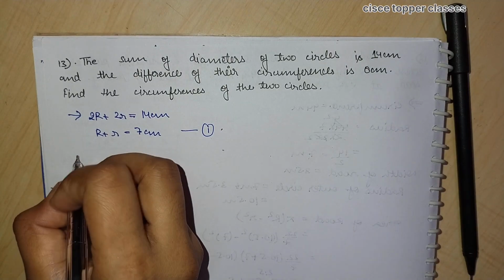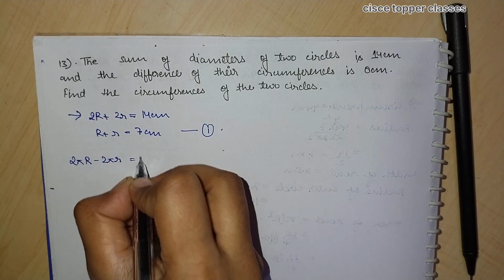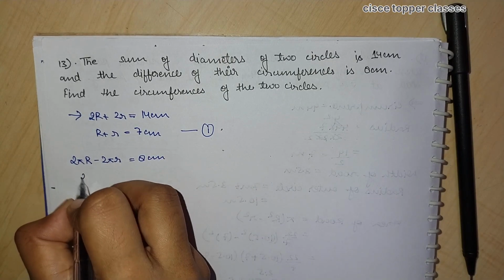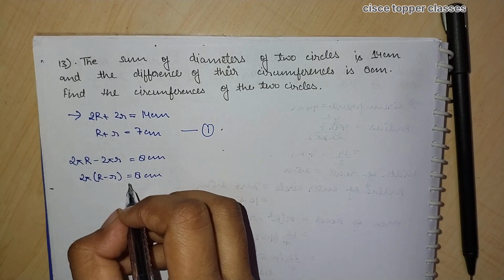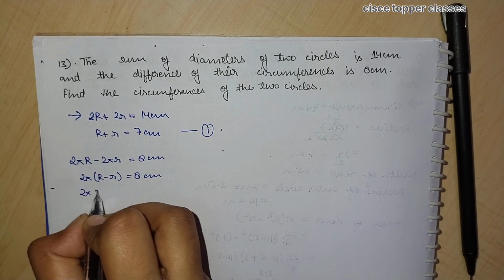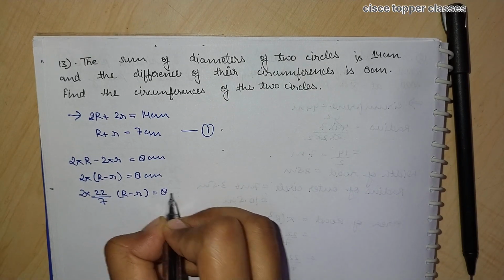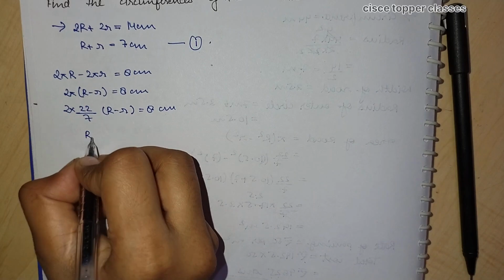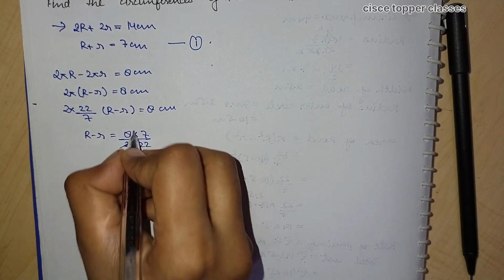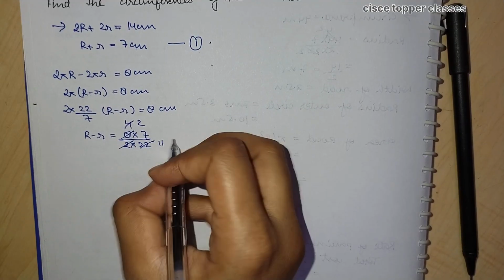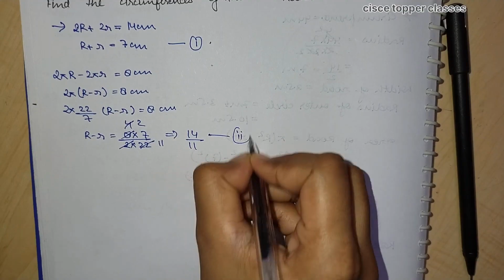Now the difference of the circumferences is 2 pi capital R minus 2 pi small r equal to 8 centimeter. So here 2 pi we will take common. So R minus r equal to 8 centimeter. And here on opening, 2 into 22 by 7 into capital R minus small r equal to 8 centimeter. So here R minus r equal to 8 into 7 divided by 2 into 22. So 4 and here 11. So 7, 14 by 11. So this is the second equation.